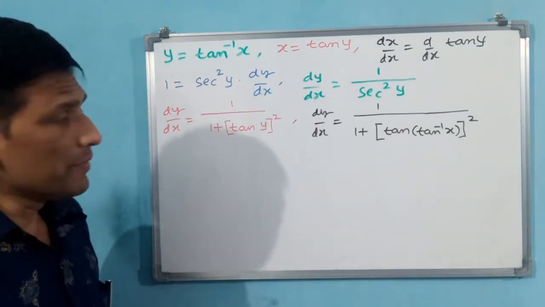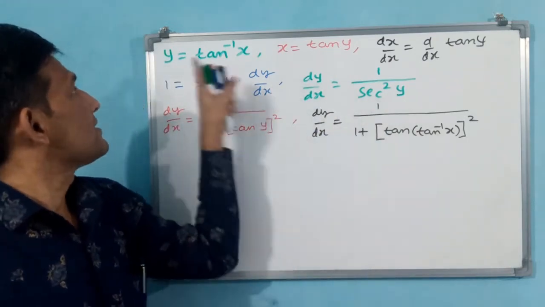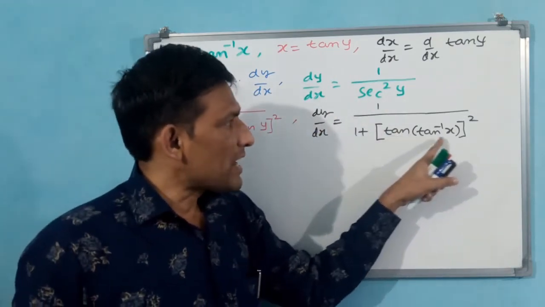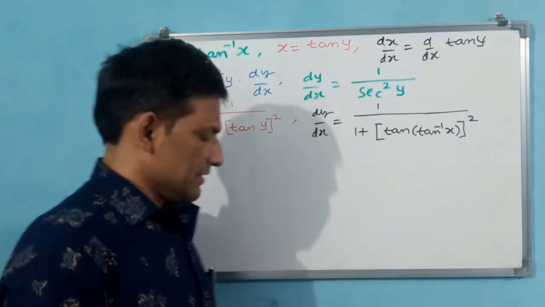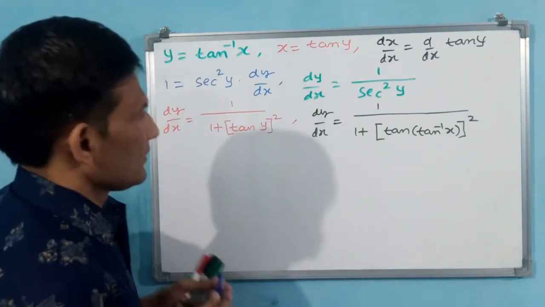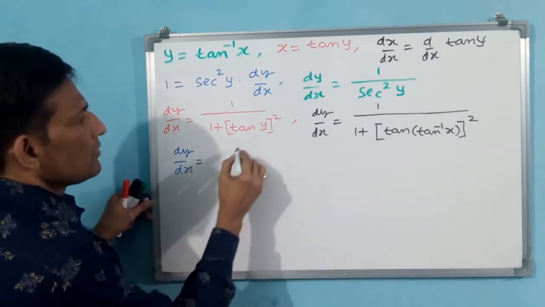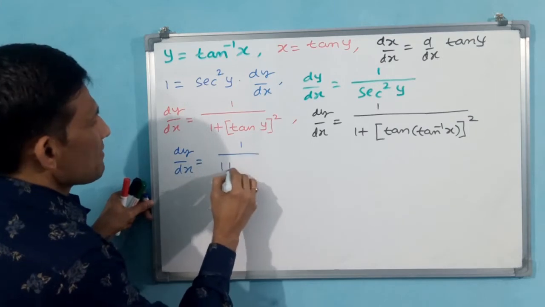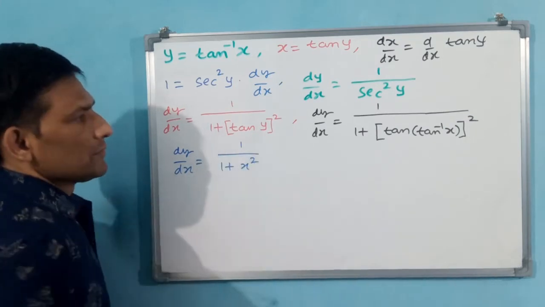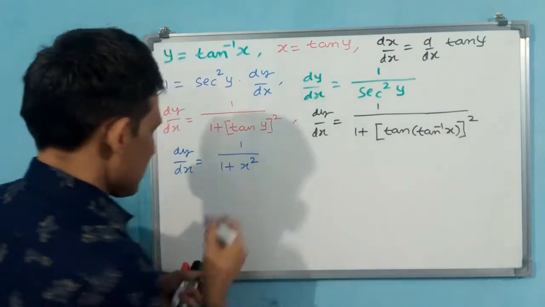Now you tell me, tan of tan inverse x. This is y, tan y, and y is tan inverse x. Tan of tan inverse x is x. You see what is going to become of this? That means dy by dx is equal to 1 by 1 plus x square. Why? Because this entire thing is going to become x square. 1 plus x square.